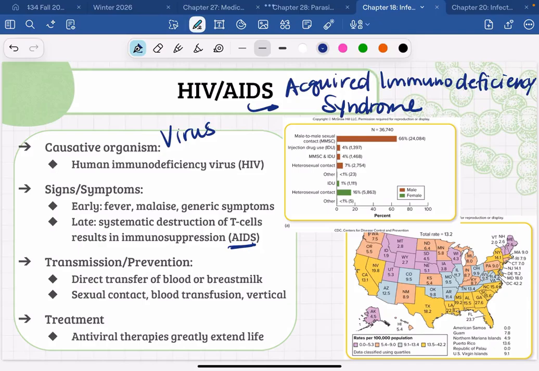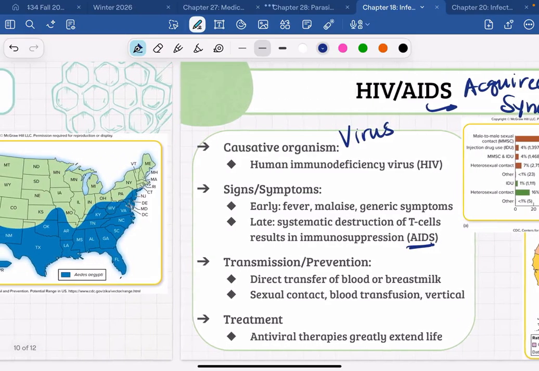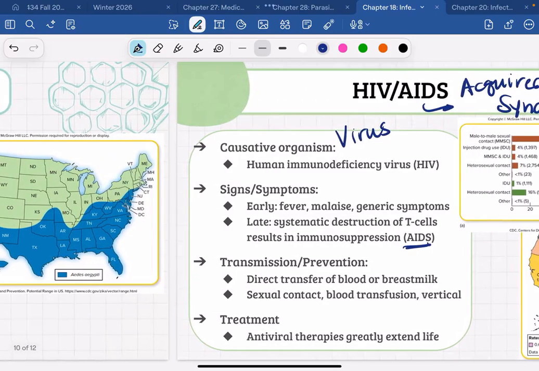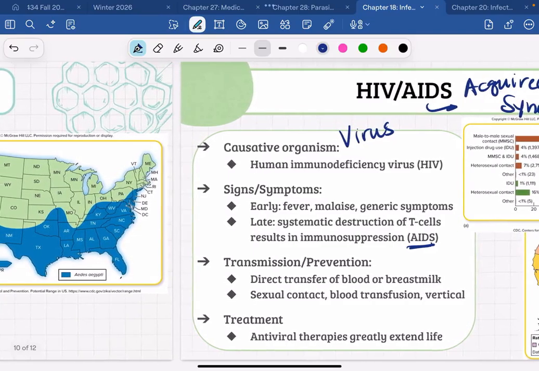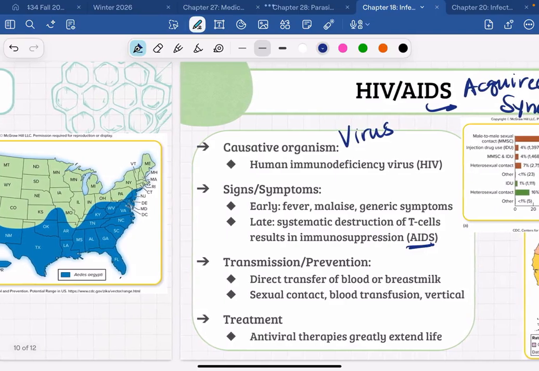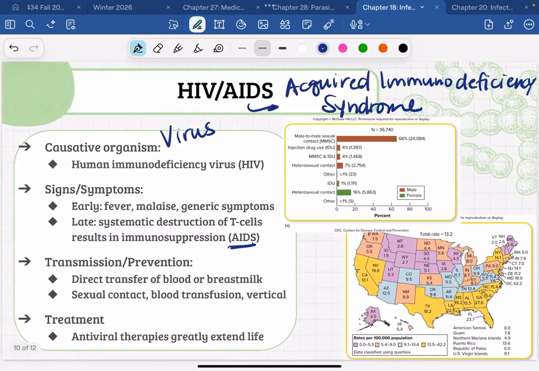But you can also transmit HIV vertically, which means from mother to infant, either through childbirth or through breast milk. Okay, but the most common ways that it is transmitted in both males and females is sexual contact, with injection drug use coming in next. Okay.